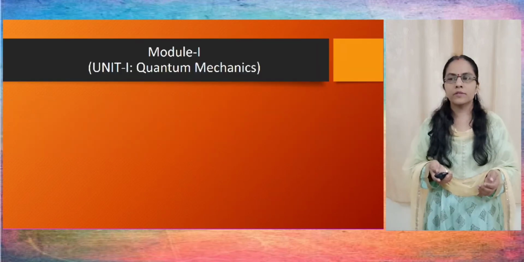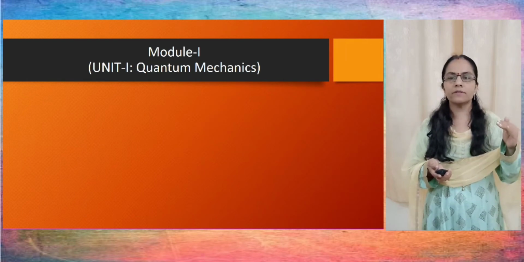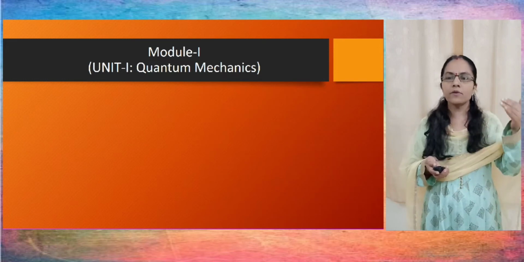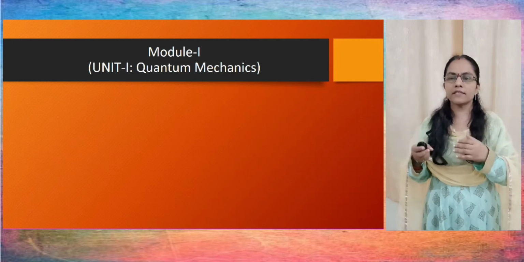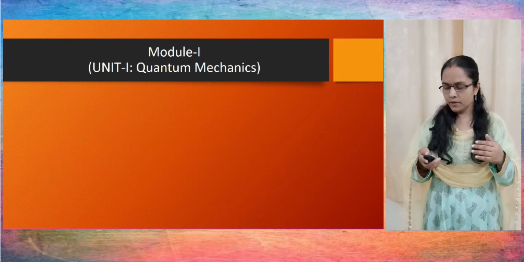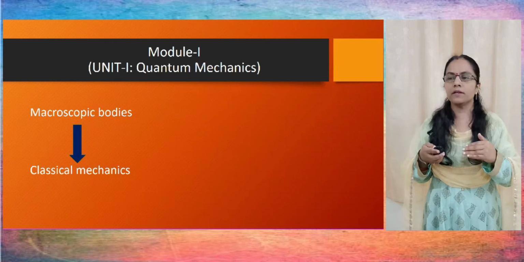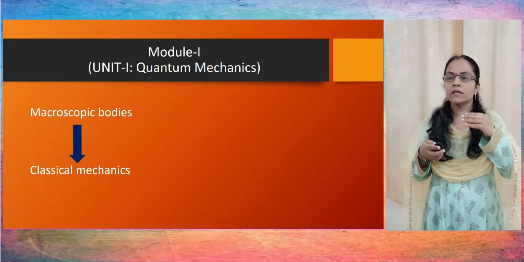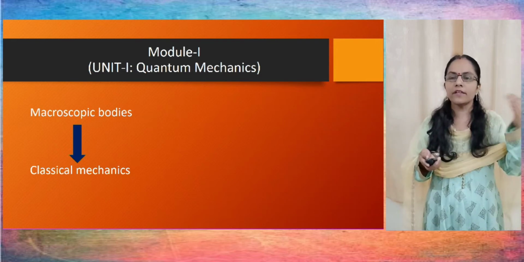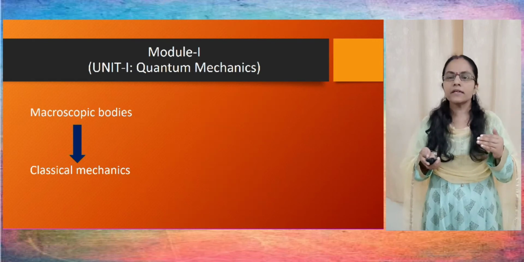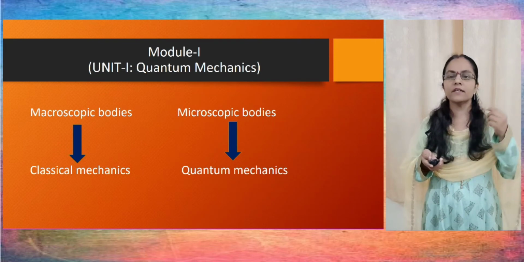So now, we will start with module 1. The first module is designed for unit 1 of the syllabus, that is quantum mechanics. As you all know, to study the behavior of matter, generally we use laws from classical mechanics like Newton's laws. For macroscopic level we are using classical mechanics. But when the size of matter reduces to microscopic level, these laws fail to explain things properly. Here comes quantum mechanics, which describes the behavior of matter in different micro and nano devices.